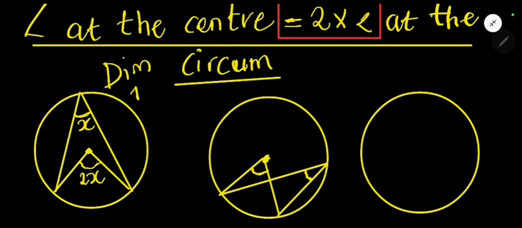How do I know? I'll come back to that, let me just finish this. The one at the center is 2 times bigger than the one at the circumference. So if this angle here is 2y, the one there is going to be y. So this is dimension 2. Let's go for another dimension which seems to be a bit different. Let's say that you have this.